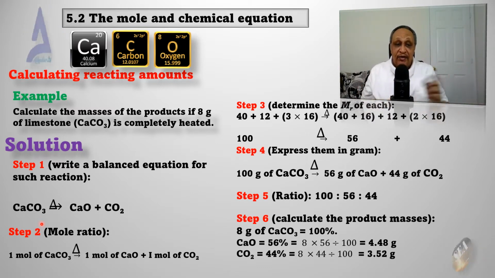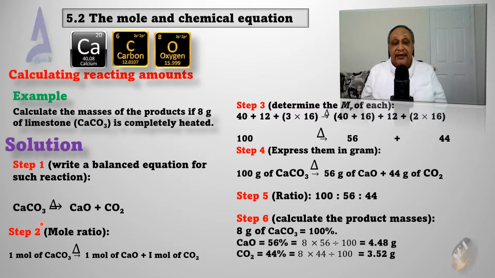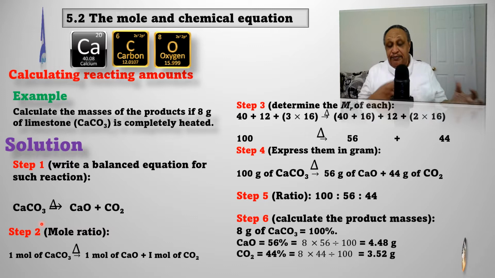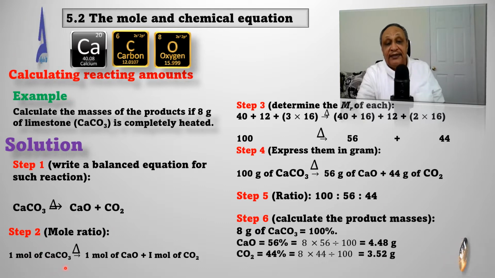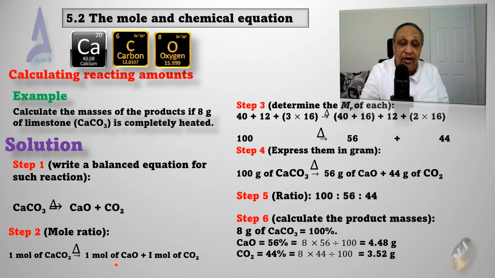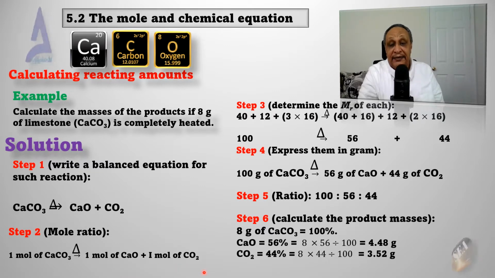Calcium carbonate, 1 mole of calcium carbonate, if heated to the maximum, is going to give calcium oxide plus carbon dioxide. And why does it happen like this? Because when you heat it, it dissociates into its components. Now we are going to pull out the mole ratio here: 1 mole of calcium carbonate when heated gives 1 mole of calcium oxide and also 1 mole of carbon dioxide.